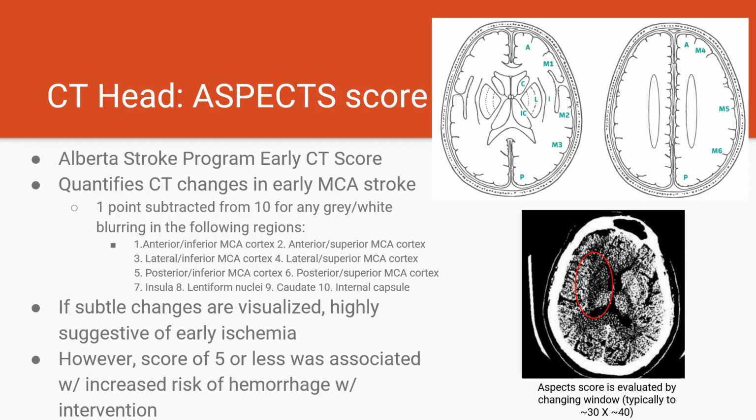In order to look for ASPECTS scoring, you're going to see us a lot of times window our head CTs to make them look much grainier. If you're really curious, we window it to like 30 by 40. But again, this is all stuff that non-neurologists don't really need to know, but just stuff that you're going to see us talk about.